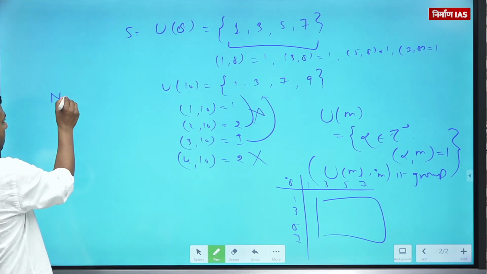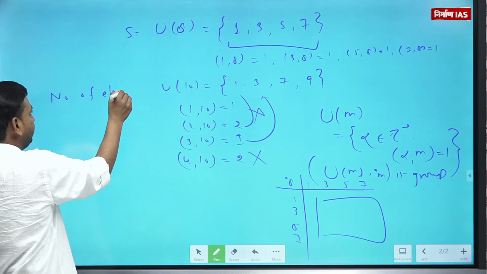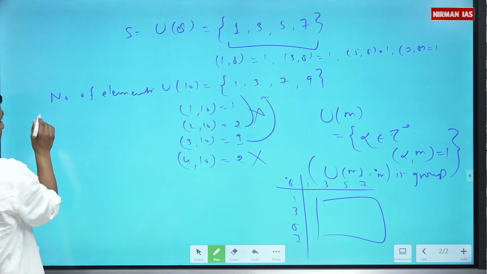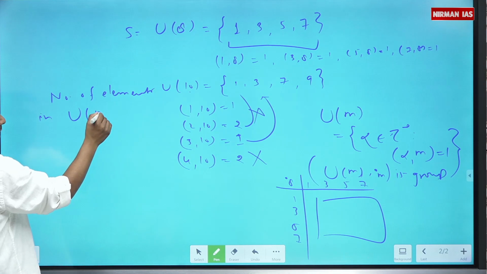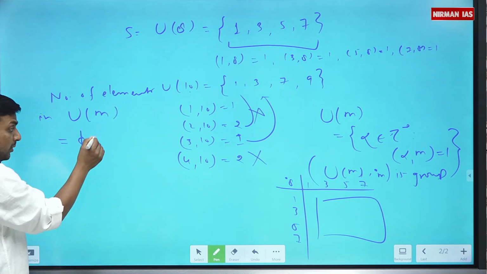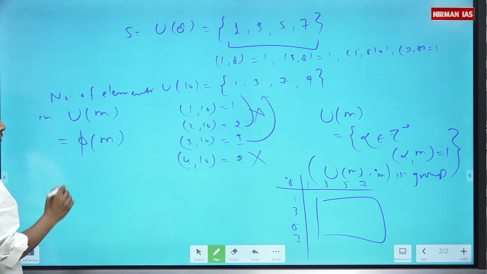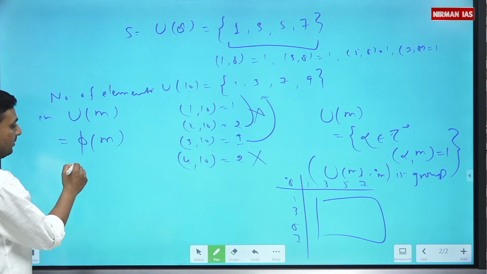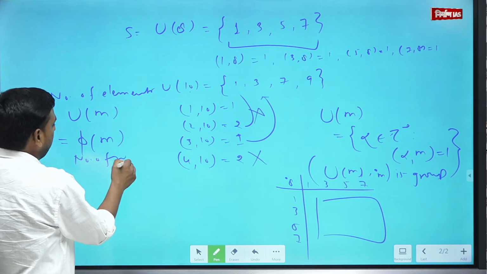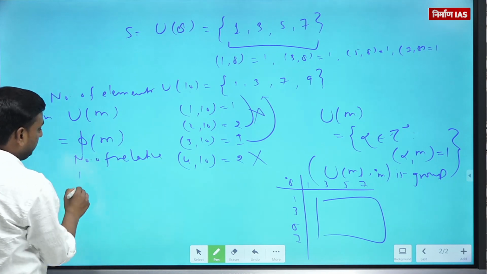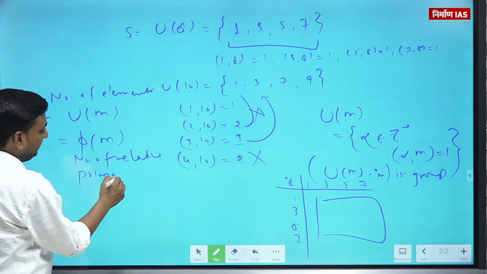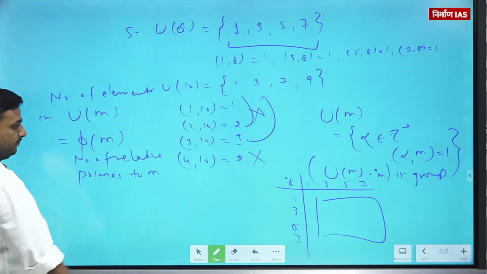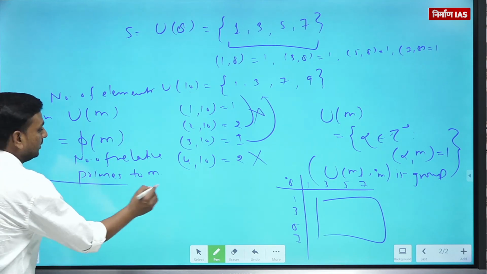So the number of elements in UM will be the number of relative primes to M. That clear? Fine.